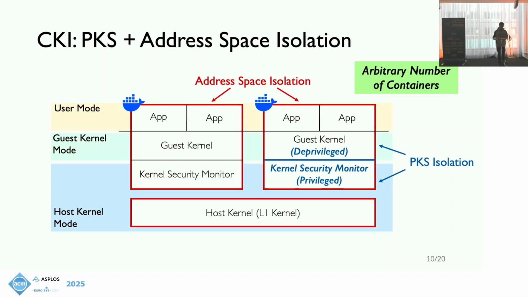Each guest kernel operates with the security monitor. The guest kernel and the monitor run inside one address space with different PKS permissions. The guest kernel can only perform privileged operations by invoking the predefined interfaces provided by the monitor or the host kernel. This architecture can support an arbitrary number of secure containers with only 2 PKS domains, one for the guest kernel and one for the security monitor.